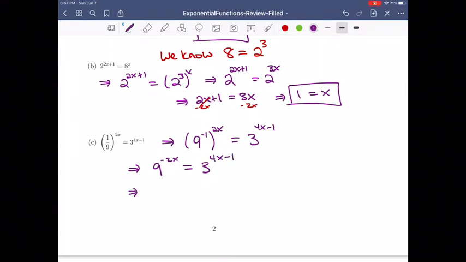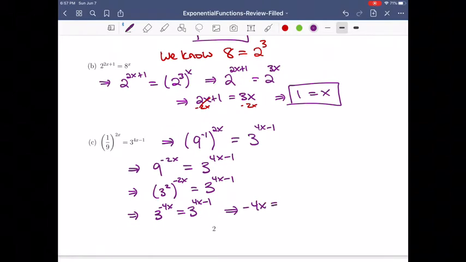And we know that 9 is 3 squared. So now I have 3 squared all to the power negative 2x, so I multiply those powers. So it's 3 to the negative 4x equals 3 to the 4x minus 1. And now I have the same base, so the exponents need to be equal. If I subtract 4x on both sides, then I'm going to have negative 8x is equal to negative 1. So dividing by negative 8, I get x is 1 over 8. So that's going to be the solution here.